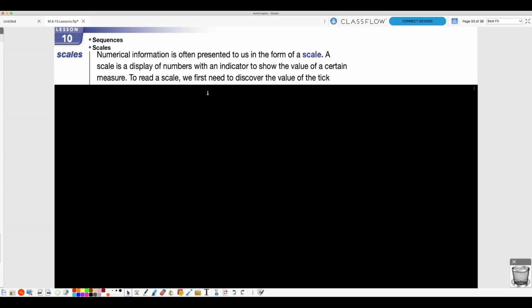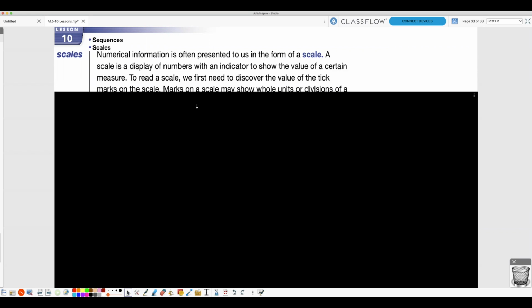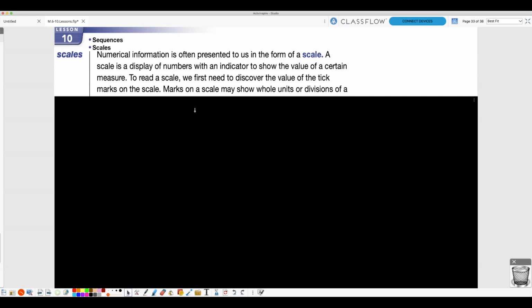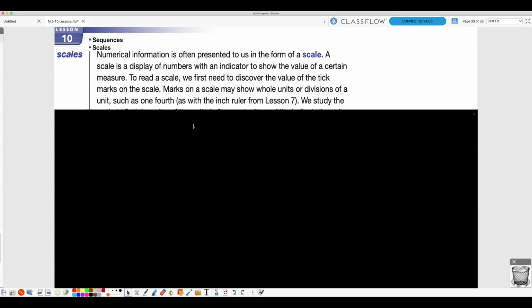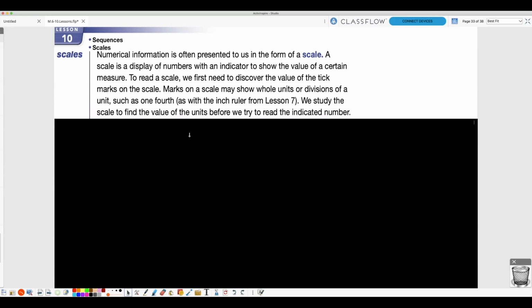Measurement is often presented to us in the form of a scale. A scale is a display of numbers with an indicator to show the value of a certain measure. To read a scale, we first need to discover the value of the tick marks on the scale. Marks on a scale may show whole units or divisions of a unit, such as 1/4, as with the ruler from Lesson 7. We study the scale to find the value of the units before we try to read the indicated number.